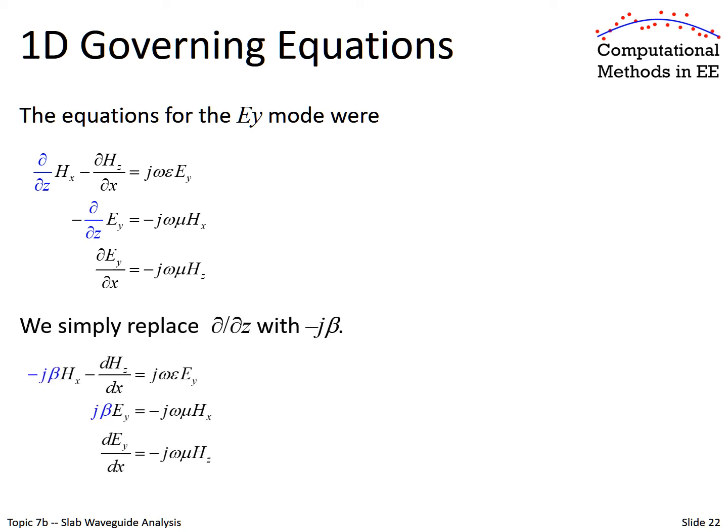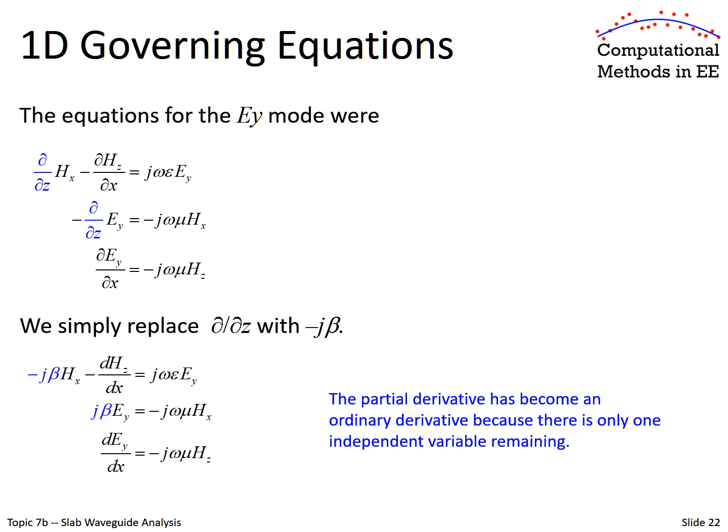So now we're here. Notice something else in this equation that has changed. What was the partial derivative in the first equation with respect to x has become an ordinary derivative. And mathematically, that's very important. The reason that has happened is because there's no longer y or z. x is the only independent variable left, and so that let us write our partial derivatives as ordinary derivatives.